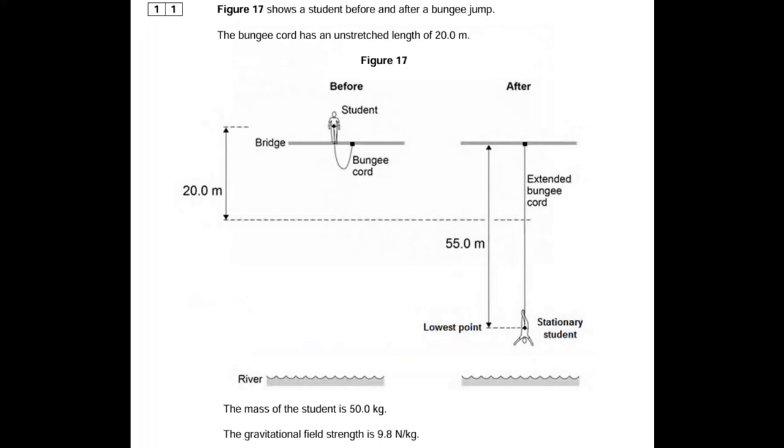Okay, moving on to question 11. Figure 17 shows a student before and after a bungee jump. The bungee cord has an unstretched length of 20 meters. The mass of the student is 50 kilograms and the gravitational field strength is 9.8 newtons per kilogram. And they just give you a little diagram of what it looks like, and then you'll be expected to answer a couple of questions on it.